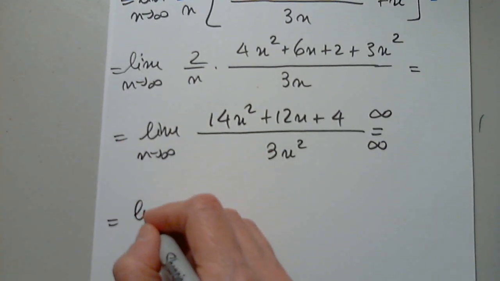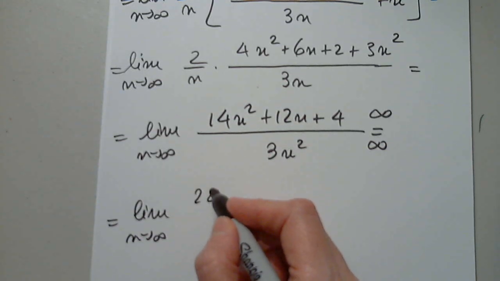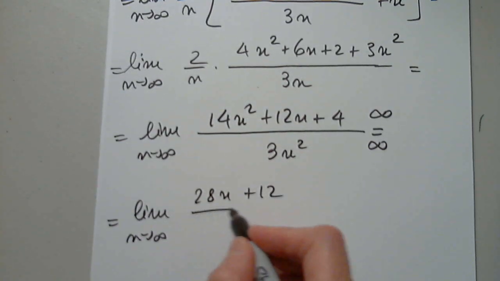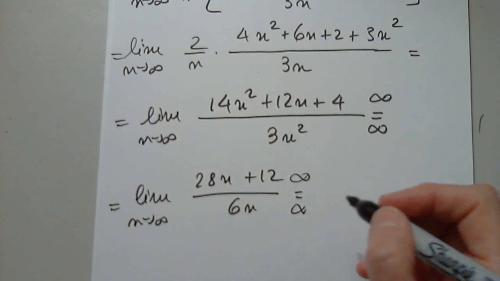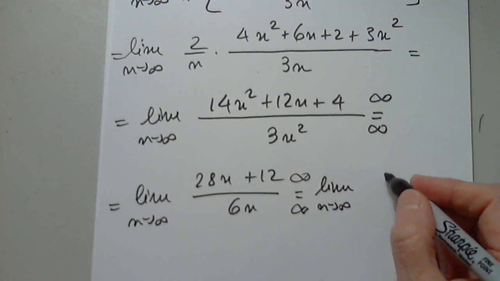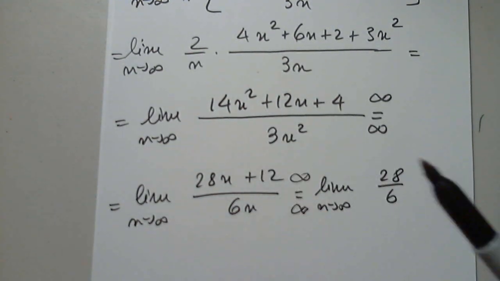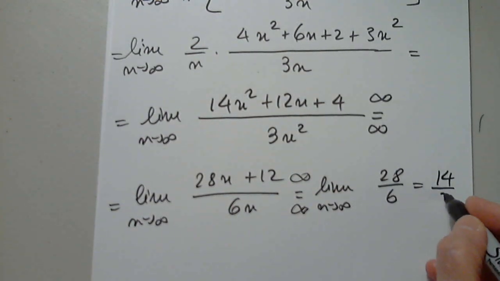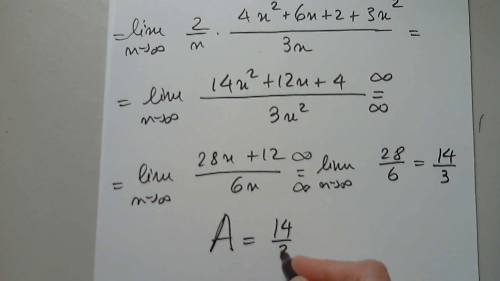Limit n approaches infinity of 28n plus 12 over 6n. You can say again, I don't believe anything. Limit n approaches infinity of 28 over 6, which is still 14/3, as mentioned before. So the exact area is 14/3. And this number has to be a number between 3 and 7.